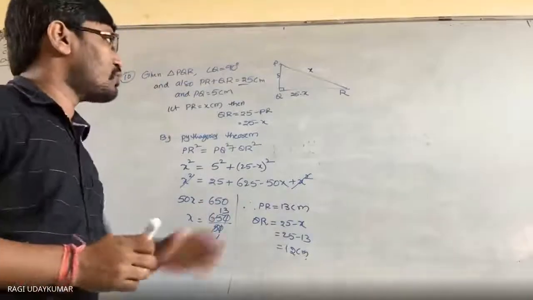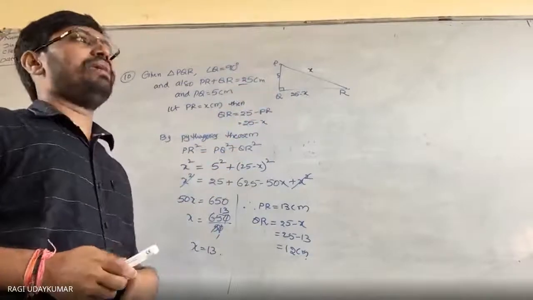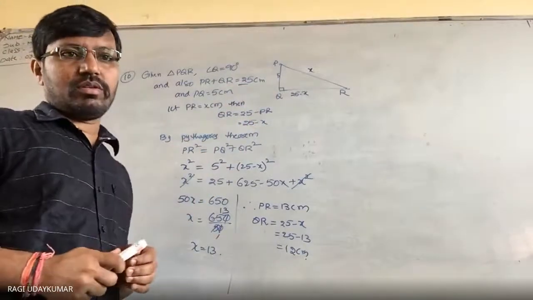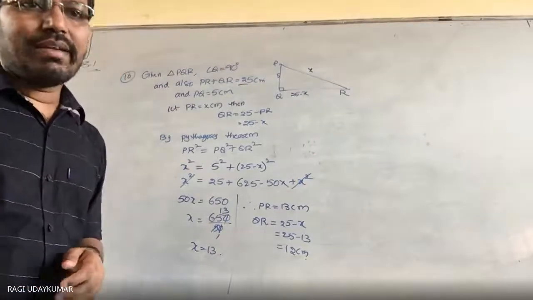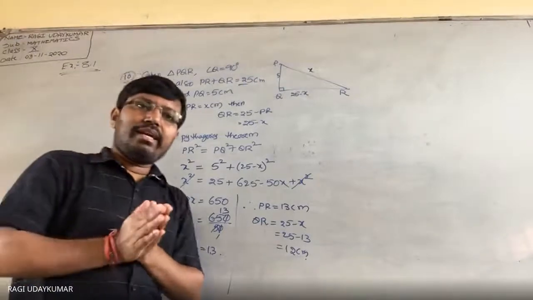Sin P is equal to the opposite side of P, which is QR, by the hypotenuse, PR. QR by PR. So like that. The 11th problem is just stating true or false only, but you can say why.